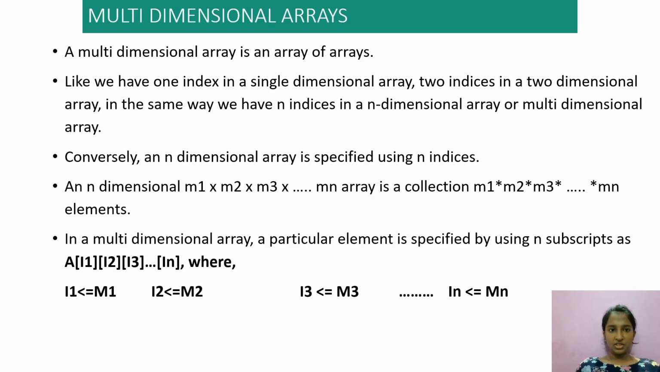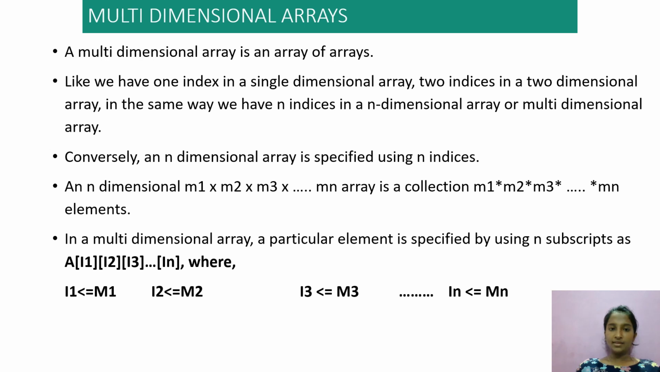A multi-dimensional array. First we went through one dimension, next we went through two dimensions, now it is multi-dimensional arrays. A multi-dimensional array is an array of arrays. Like we have one index in a single dimensional array, two indexes in a two dimensional array, in the same way, we have n indices in an n dimensional array or multi-dimensional array.